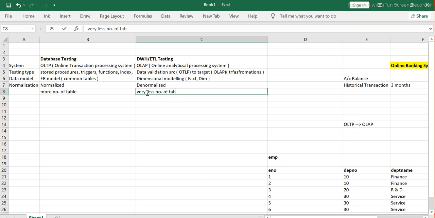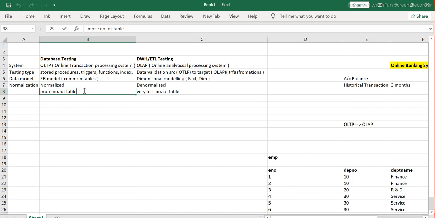Of tables, because we don't want to have multiple tables. If we have multiple tables, then when we run a query we have to join these tables, right? So let's say I have 10 tables. Since the data is very small in our OLTP system, it is easy to join and get the data from all these 10 tables.